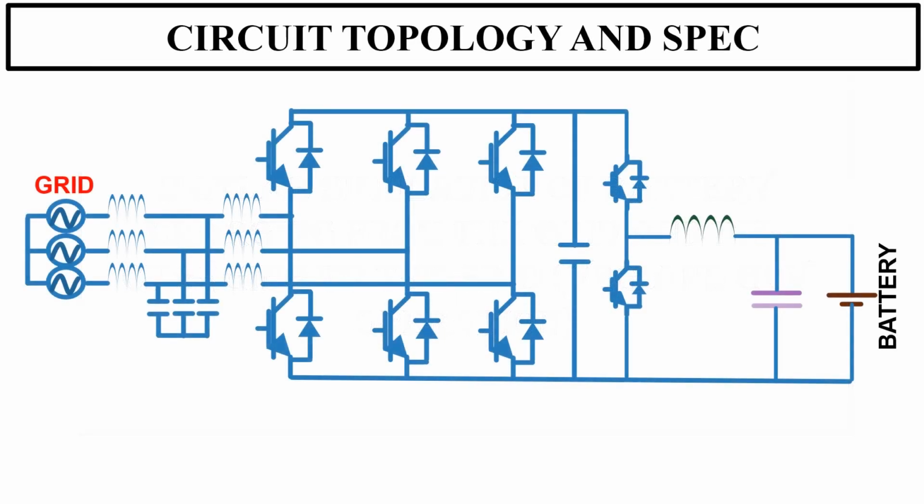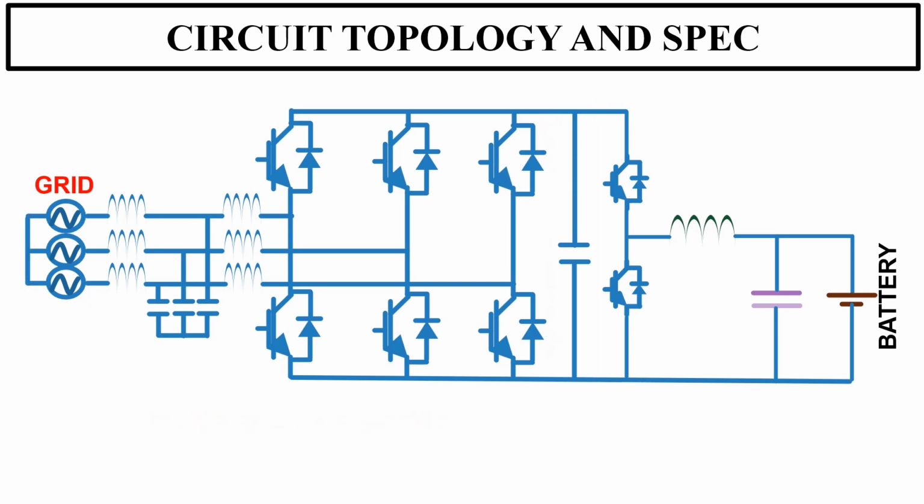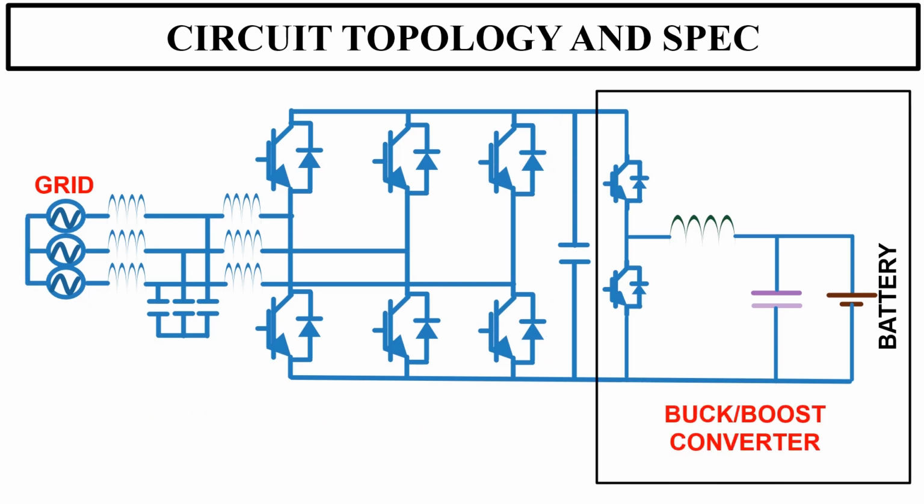This is the basic circuit topology of a three-phase electric vehicle battery charger. At the input, we have a front-end converter, also known as active rectifier, which converts the AC grid voltage to DC, and maintains a constant voltage across the DC bus. Then we have a bidirectional buck-boost converter, used to control the battery current during charging and discharging operation.